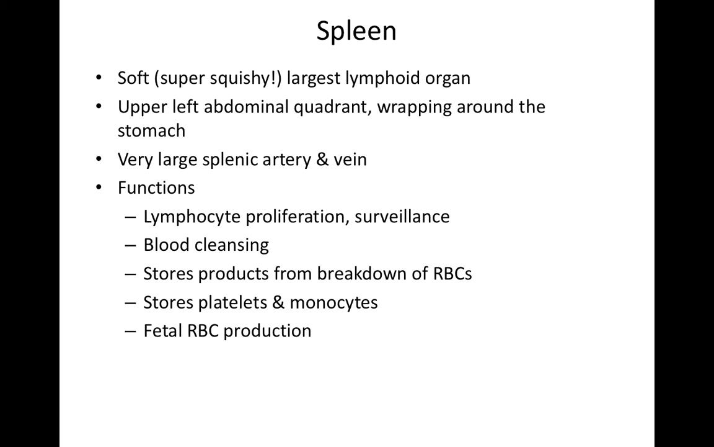Functionally, pretty much everything it does is mimicked elsewhere, which is why if you are bleeding out and we can't repair your spleen, we will simply remove it. Everything that the spleen does is done elsewhere. So we've got the proliferation and surveillance, which happens throughout the immune system, blood cleansing, which the liver also does, breaking down red blood cells, also the liver, platelets and monocytes are stored in multiple places, and even fetal red blood cell production has multiple regions that do it. The spleen is one of them. And so if we can't repair it, we will remove it.